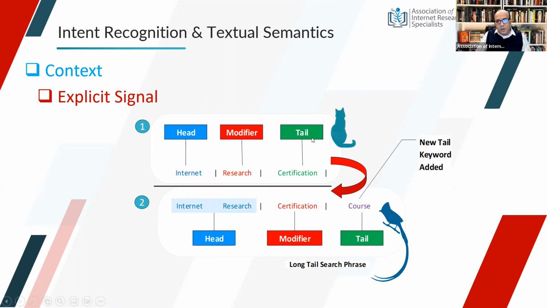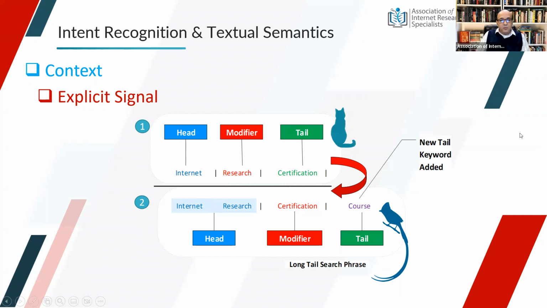So here, modifier and tail. Now, in the second instance, you could even add more than one word to make it a head word. For instance, I can add internet and research together and call it a head word. I can then move the next word, which was previously a tail word, and now it can become a modifier. And then there is a fourth word we have added as a tail word, which means anything that can be replaced, dropped, or added to.